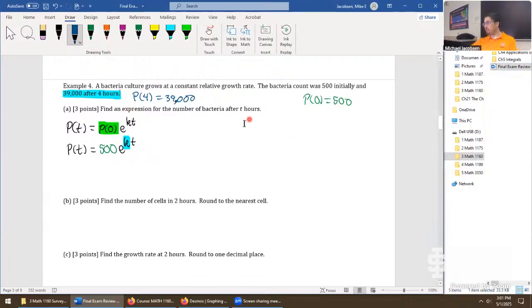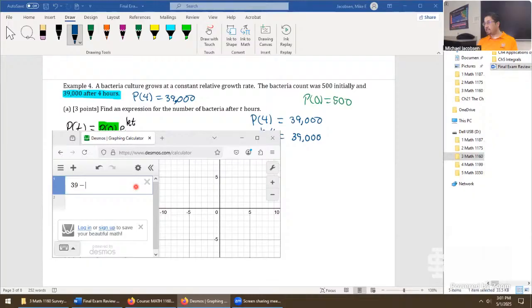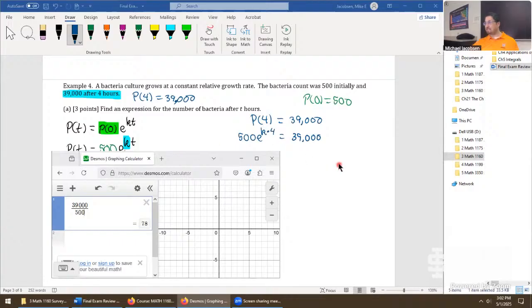So let's carry this equation over here to the right column and work out what this is going to give us. What we do next is plug the time of, this was 4 hours, into the model for time t. So we get 500 e to the power k times 4 is 39,000. Now let's do some divisions. 39,000 divided by 500 gives us a nice clean 78.